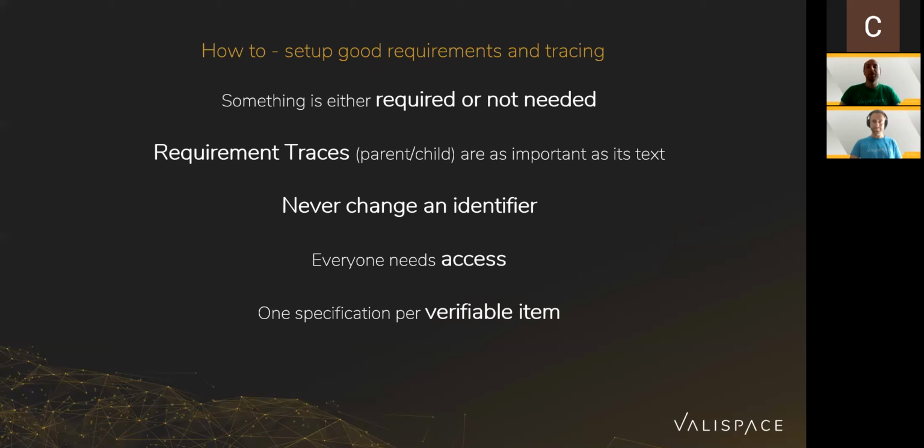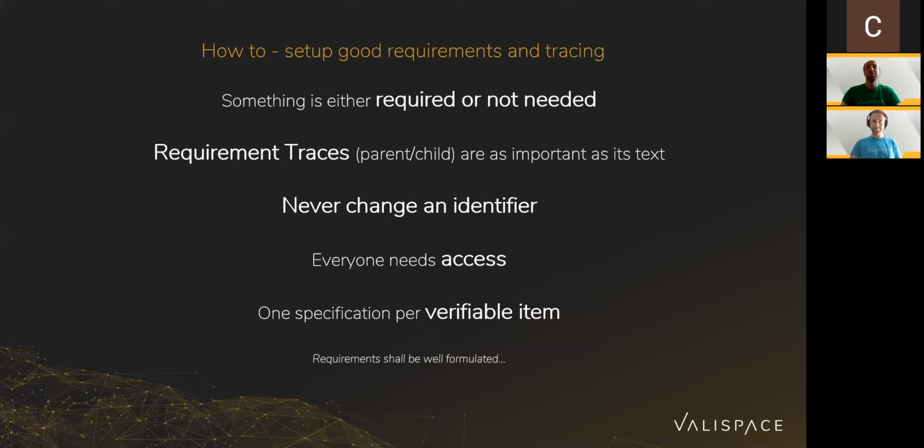And please try to have one specification per verifiable item. A lot of times we get the question, where do I draw the line? Do I make one specification with hundreds of sections, or hundreds of specifications? Our best practice is that when you have a verifiable item, for example a motor that somebody can verify and check, and yes, that motor is fine, that should be one single specification.